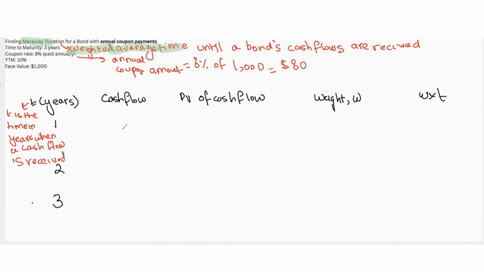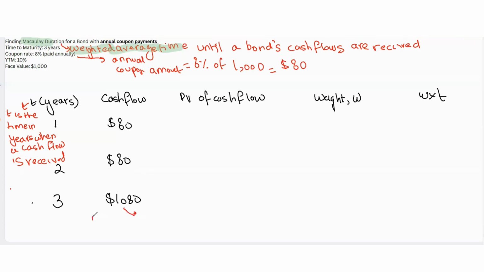Now let's fill in the cash flows. The cash flow at year 1 would be the annual coupon amount $80 that we found here. In year 2, the cash flow would be the $80 annual coupon amount. In year 3, because the maturity is 3 years, this is the last cash flow that we want to add here. So this will be 1080. Why 1080? Because at maturity you will receive the face value as well. So at year 3, you won't just receive the annual coupon amount for that year, but you would also receive the face value at maturity.